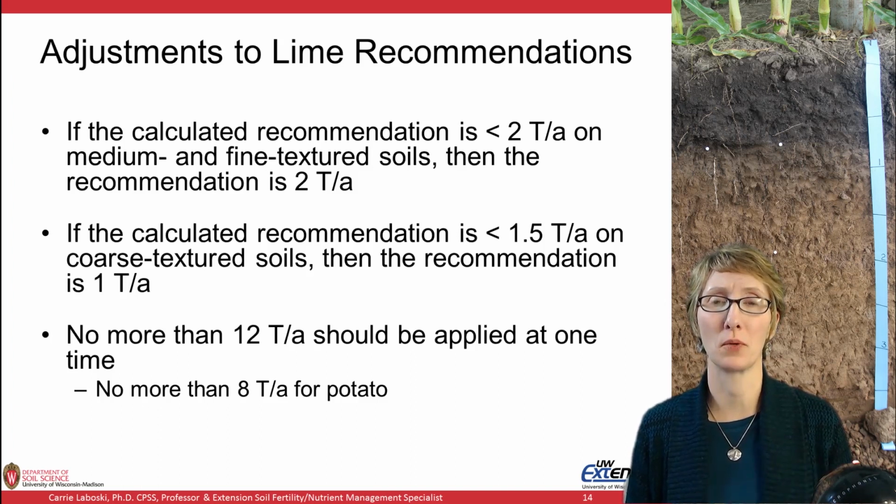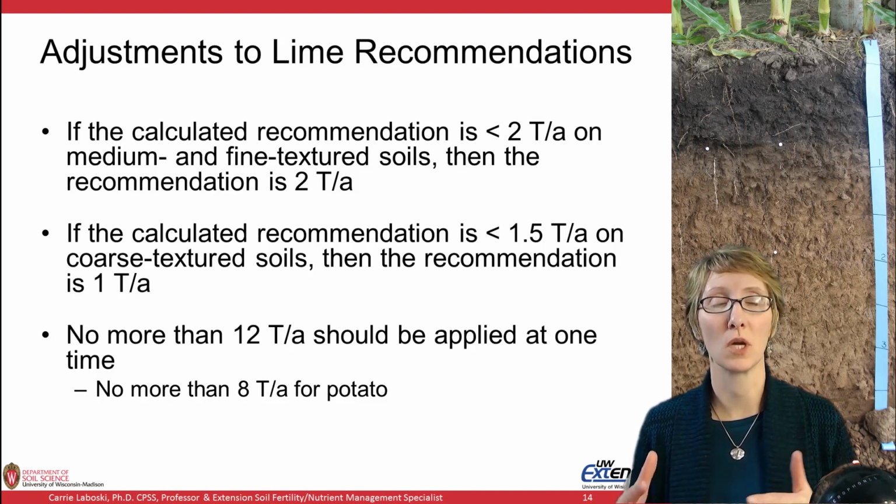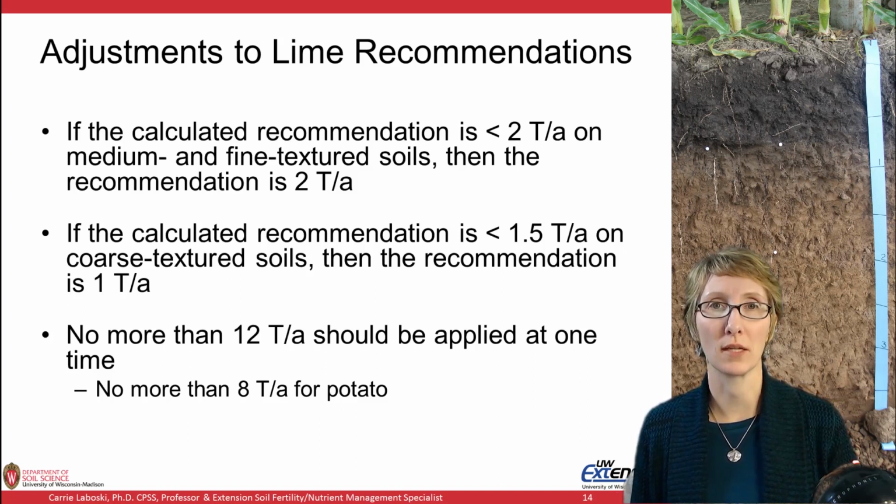And then even at a 12 ton per acre rate, many folks would be applying a couple applications of lime rather than one. And if you're in a potato rotation, it's really important to cap that at 8 tons per acre, because with potatoes and scab, the higher the pH, the more problems you could have with scab. So we don't want to overlime potato. So keep that potato rec at 8 tons or less.